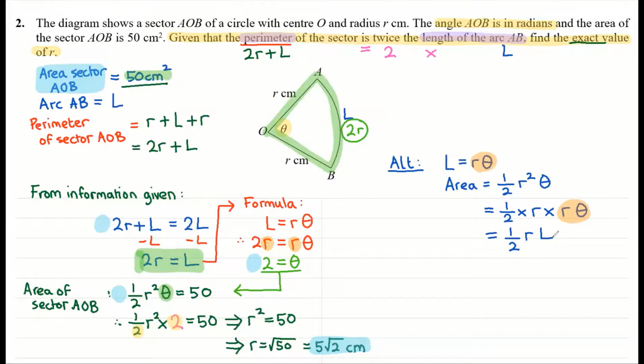Okay, now if we know that, then from this question, we get to the point where we know that L is equal to 2R. And you don't have to find theta anymore. We can just substitute that directly into this formula here. Okay, so therefore you would get 1/2 r multiplied by 2r, which is just going to be r squared. And that would be the expression for the area, which of course is equal to 50. So you get to the same result.